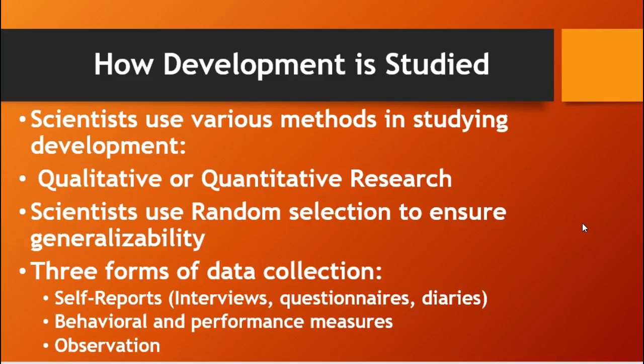So how is development studied? Well, there are various scientific methods used in studying development, and you will do a developmental research design in class, and you will upload that to Blackboard. Scientists use various methods in studying development, qualitative or quantitative research. Again, qualitative, we get perceptions, beliefs, and opinions. Quantitative, we use survey, questionnaire methods, interviews. Scientists use random selection to ensure generalizability, and we will talk about what that means.